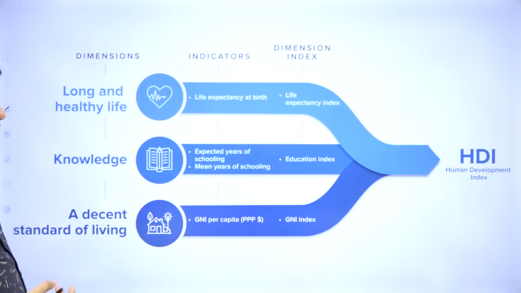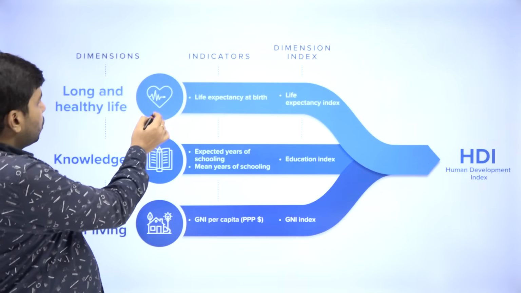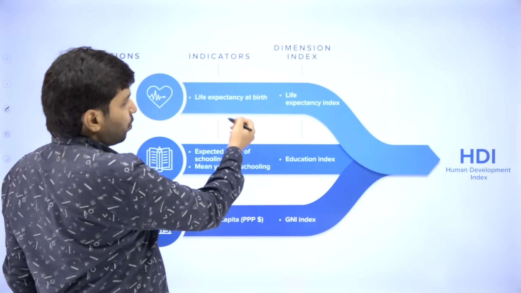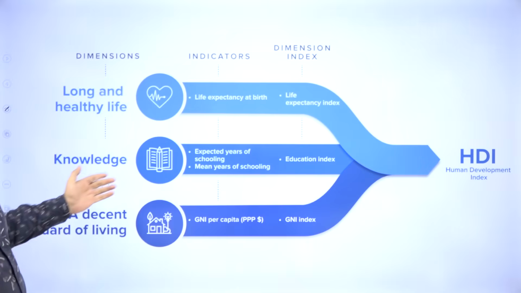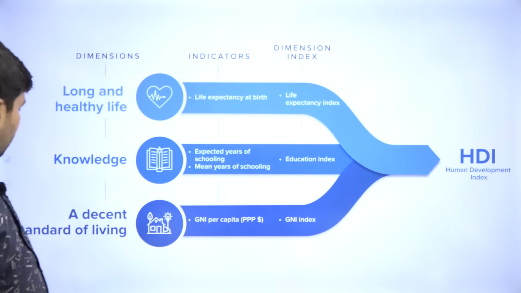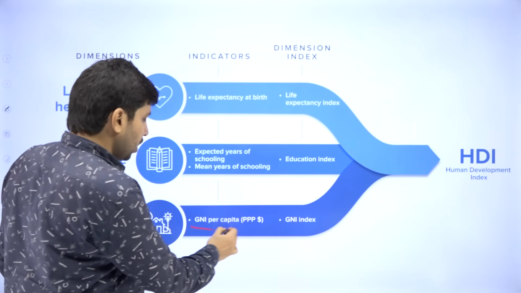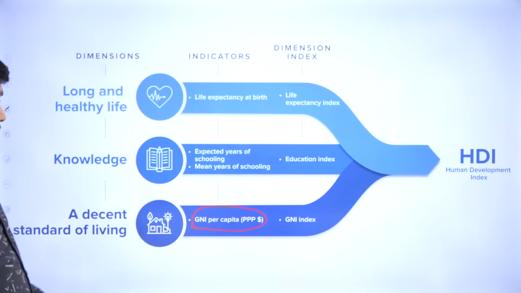So this is the HDI, Human Development Index. The Human Development Index has 3 dimensions: a long and healthy life, knowledge, and a decent standard of living. The indicator for a long and healthy life is life expectancy at birth. For knowledge, expected years of schooling and mean years of schooling. And for a decent standard of living, GNI per capita, gross national income per capita, is an indicator included in HDI.